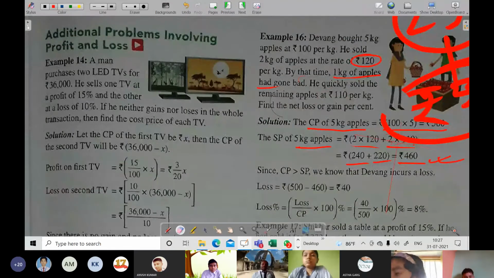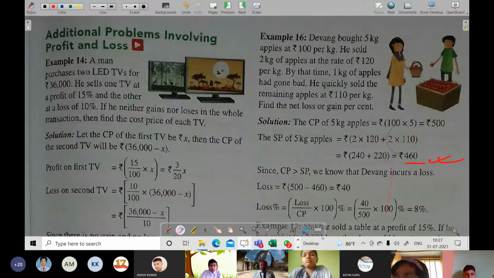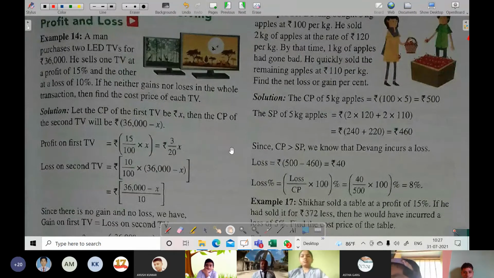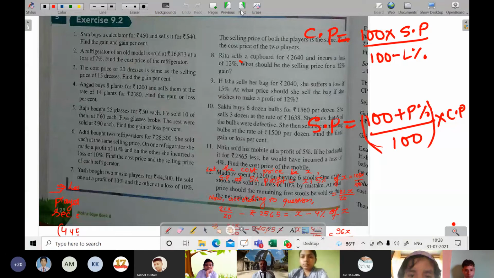Okay, so let's see an additional problem involving profit and loss. So, what are the problems in profit and loss? Like here it has been said, a man purchased 2 LED TVs for 36,000. He sells one TV at a profit of 15%. I think this is of 9.2 only. Yes, that's why I had explained this. After 9.2, I had not explained.